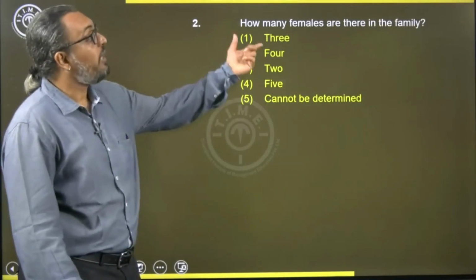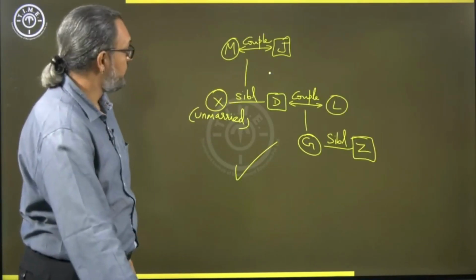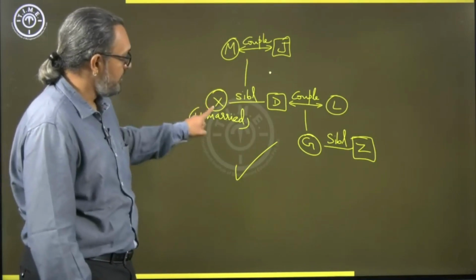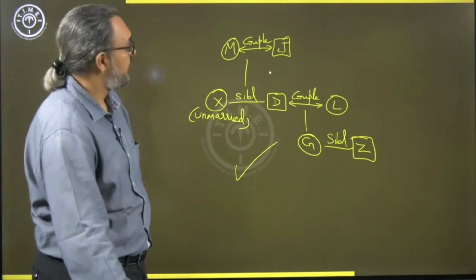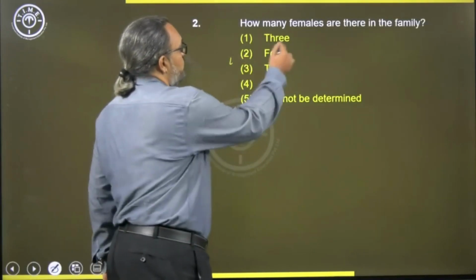Then, how many females are there in the family? Let us check. So, we have M, X, L, G. So, basically there are 4 females in the family. So, choice 2 we get.